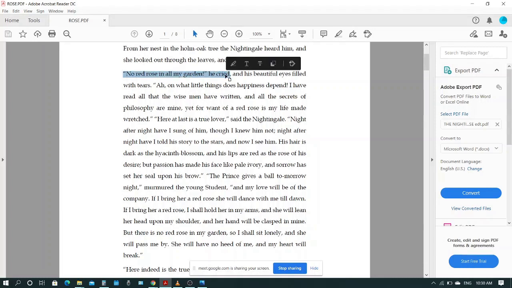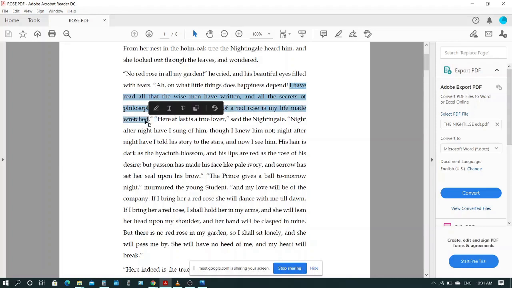He cried again. Okay, so he is saying the same thing again, and then he further feels his eyes filled with tears, he started crying. And further, look at what he says: on what little things does happiness depend. Happiness depends on small things. And then he gives the reason for that. He says, I have read all that the wise men have written, that is the philosophy written by all the wise people, and all the secrets of philosophy are mine. I know the secrets of philosophy also, yet for want of a red rose is my life made wretched.